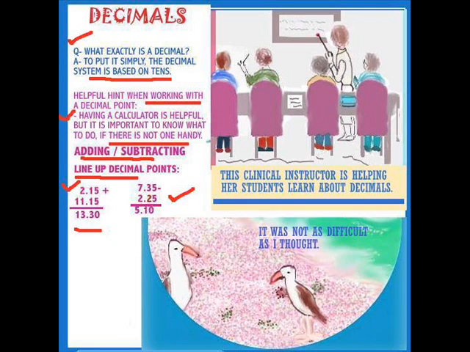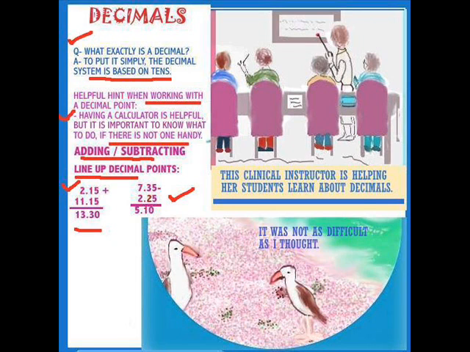Here we have again 7.35 and 2.25. Regardless of where you put the other numbers, the point is in the correct place. Once it's lined up correctly, you can most certainly know that whatever numbers are right or left are in the correct place.